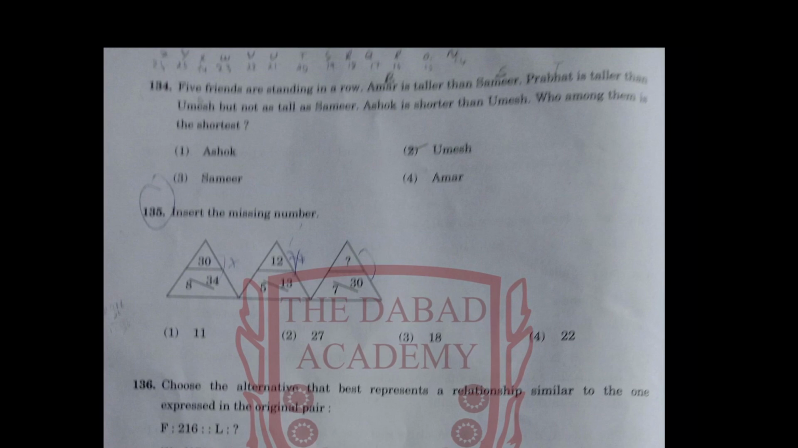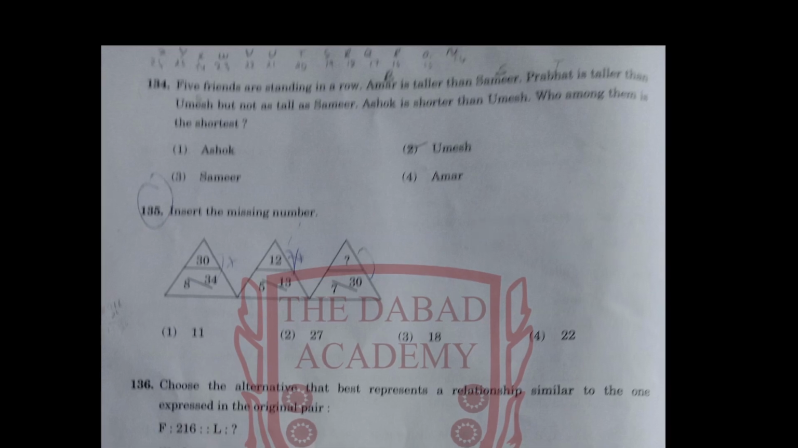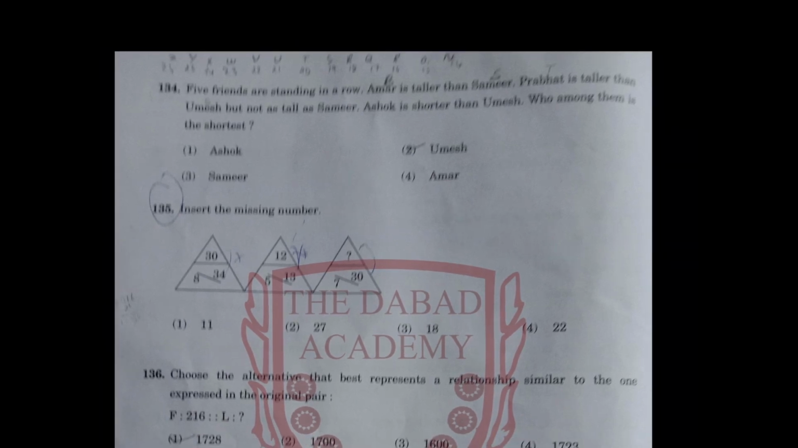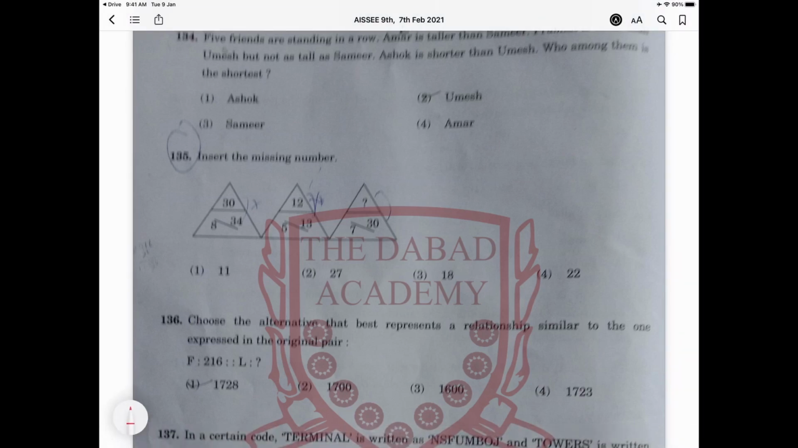In question number 134, 5 friends are standing in a row. Amar is taller than Samir, Prabhat is taller than Umesh, but not as tall as Samir. Okay, Ashok is taller than Umesh. Who among them is the shortest? And the answer for 134 is Ashok. Option number 1 is the shortest.